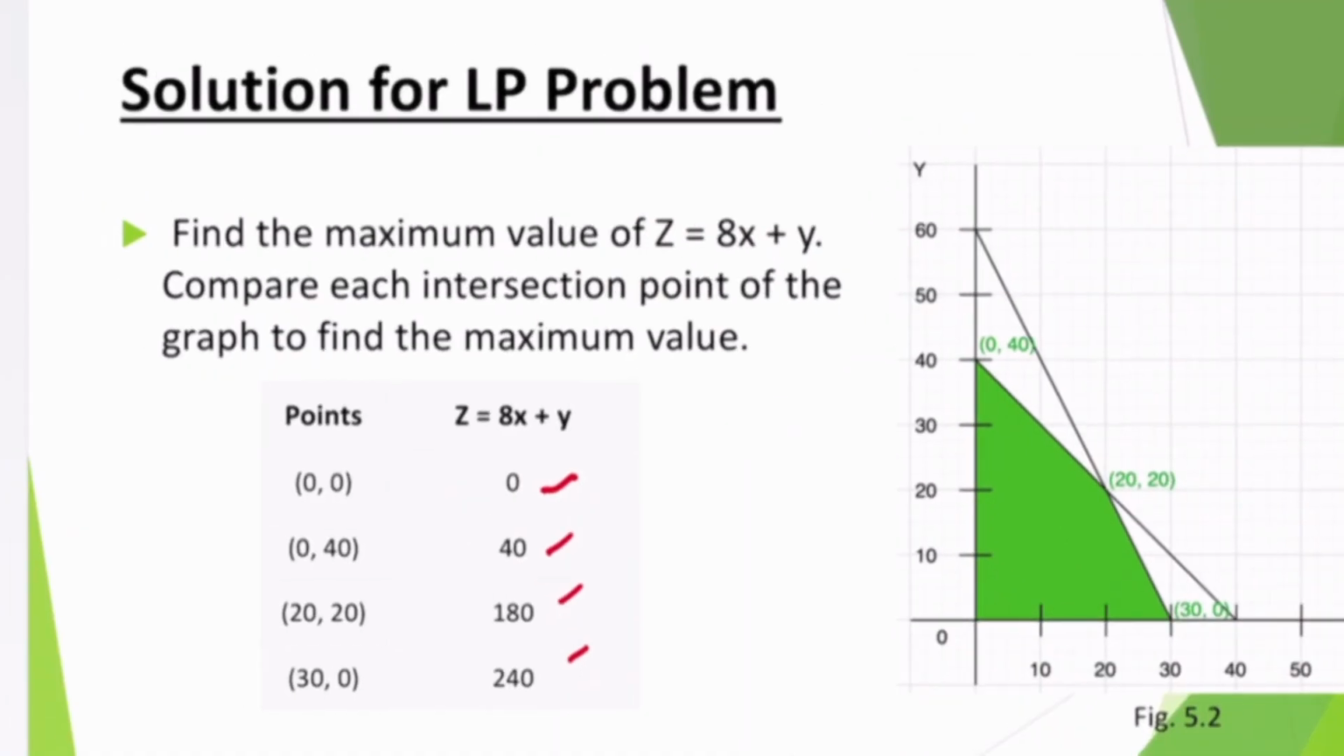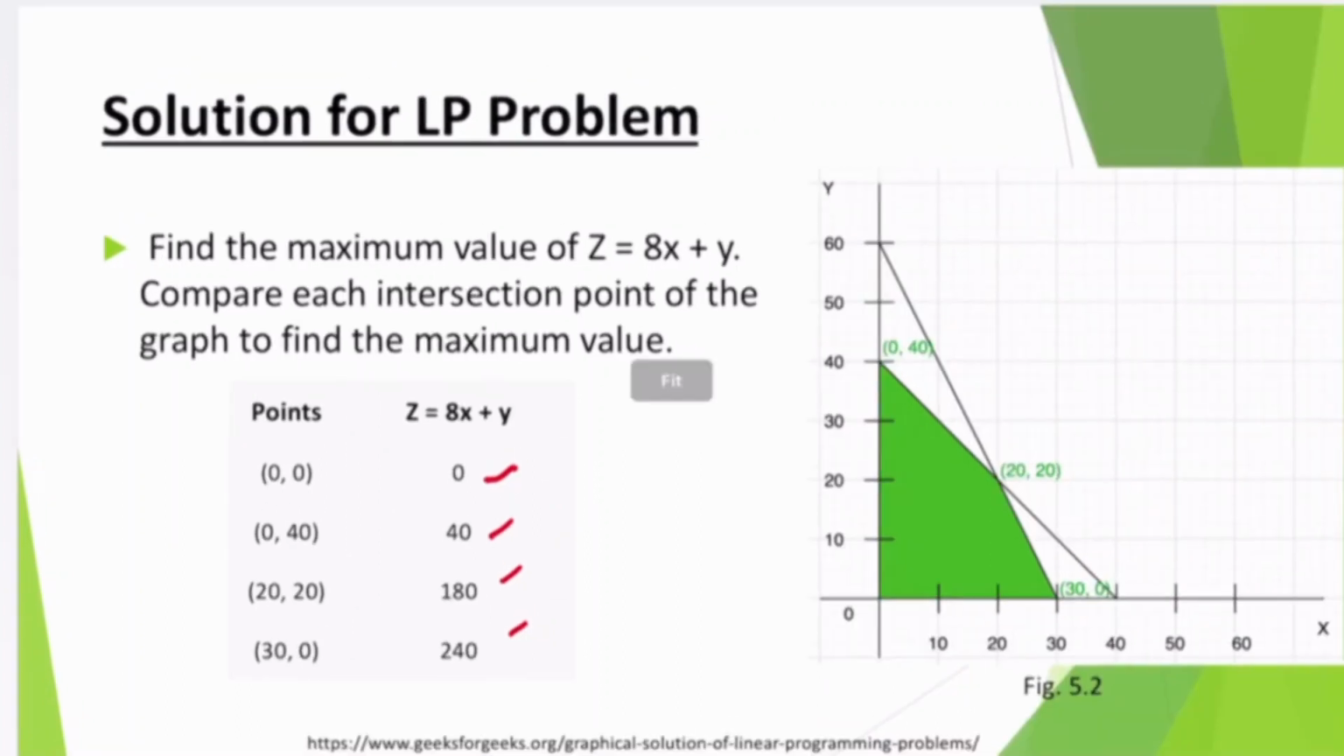So when I plot those points, when it is 0 and 0, I get this point, all right? And then 0 and 40, I get this point, and then 30 and 0, I get this point, okay? And this is my 30 and 0, this is my 0 and 40, and this is my 0 and 0. And then finally I get another point which is 20 and 20, all right?